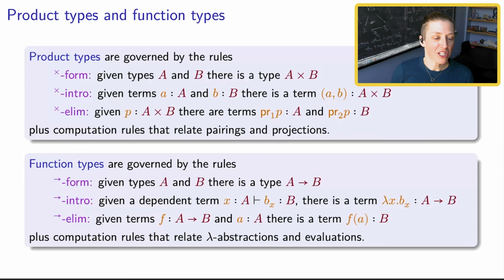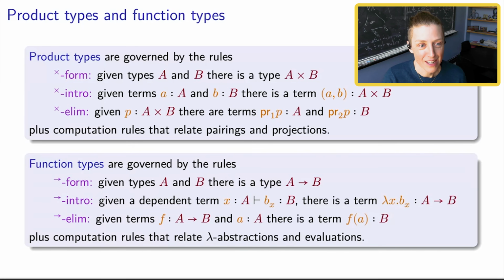Okay, so what's the elimination rule? It says that if I'm given a term of the function type, so f is a term belonging to this function type, and also a term of type A, then you think of just plugging it in. Then you get a term of type B, which I'll denote as f of A. And then there are computation rules that relate these lambda abstractions and these evaluations. So, in particular, if I defined f by x maps to b of x, then this f of A should be b of A, for example.